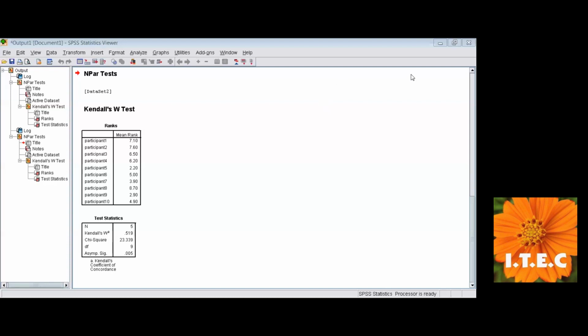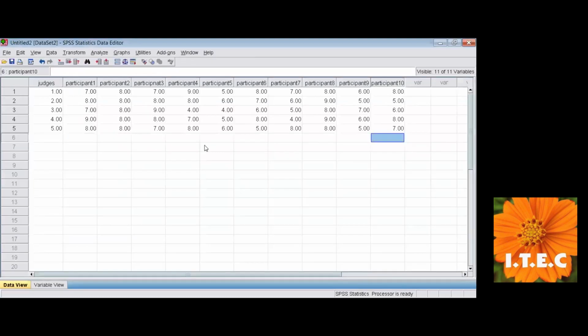Let me now show. Are you able to see this particular data or not?